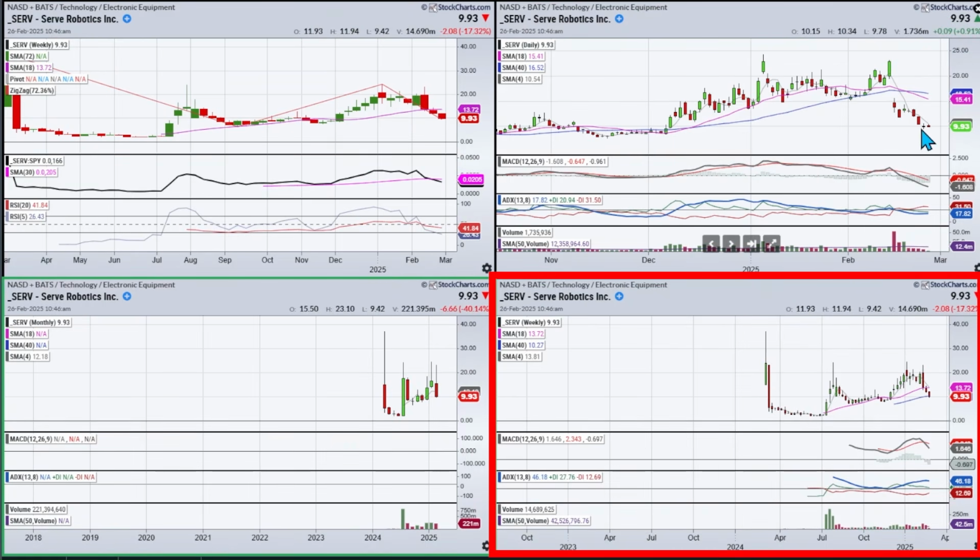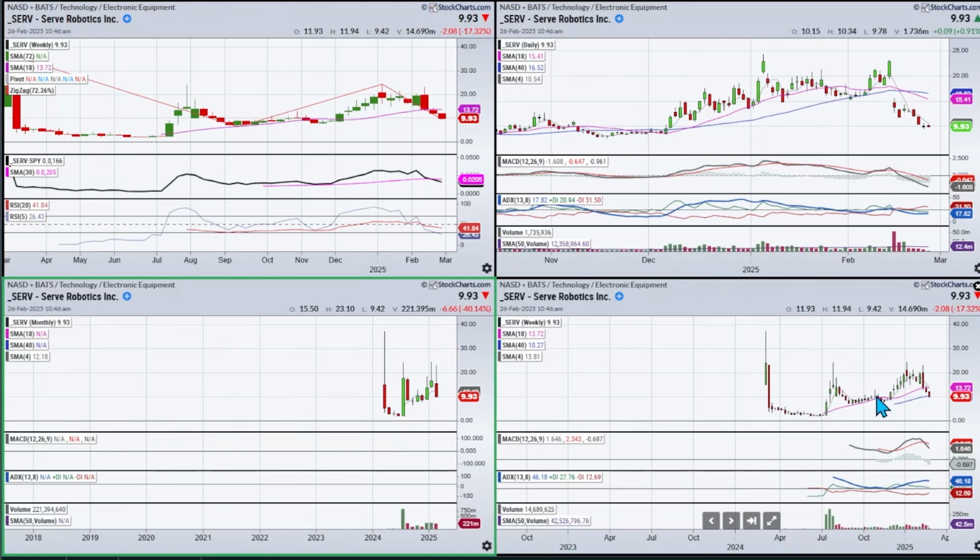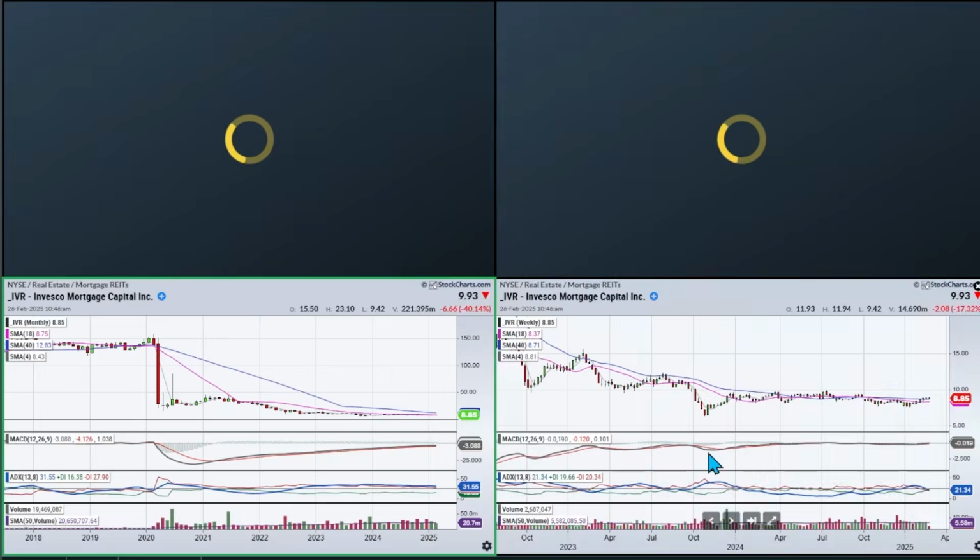All right, SERV. A little bit of a sharp pullback with the gap and everything. I think there's too much resistance up there at 20. Probably has pretty good support closer to 9, but I think we've got some time to watch this one.